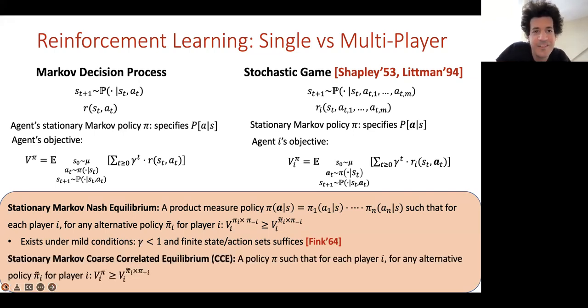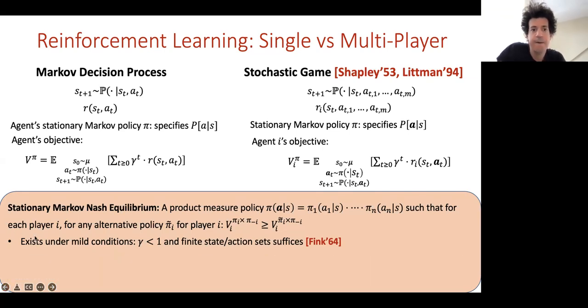Costas, can I ask a question? What's the proof approach, if you know, for this existence? Is it again contraction, a Michal contraction? You're talking about Shapley. You're not talking about general games, right? General games, yes. The fact that gamma is less than one means that you compactify everything, and the big problem is when gamma equals one. For gamma less than one, there's no issue.